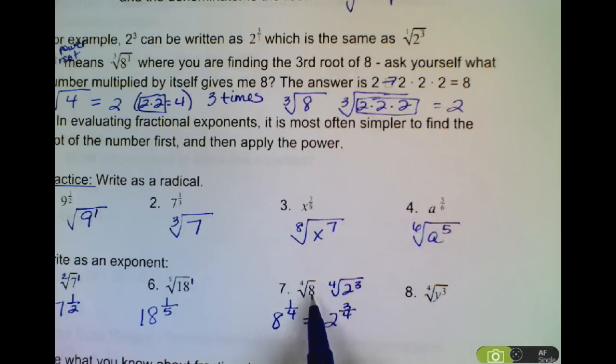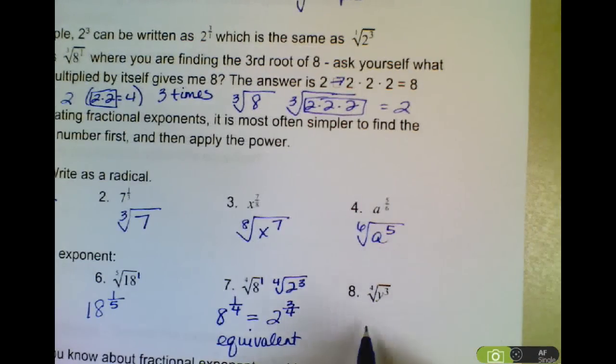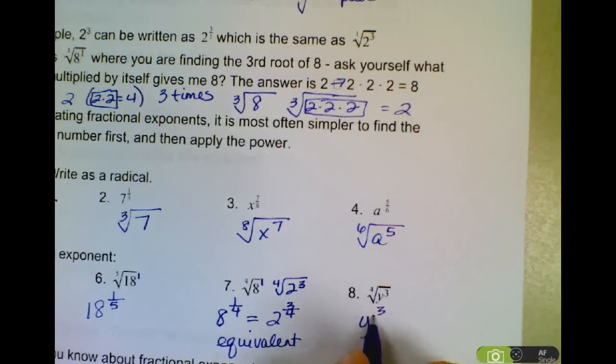2 to the 3/4 and 8 to the 1/4 are equivalent. 3 is my power, 4 is my root. In this case, 1 was my power, 4 is my root. These are equivalent. Okay? And then number 8 would be y to the 3/4.